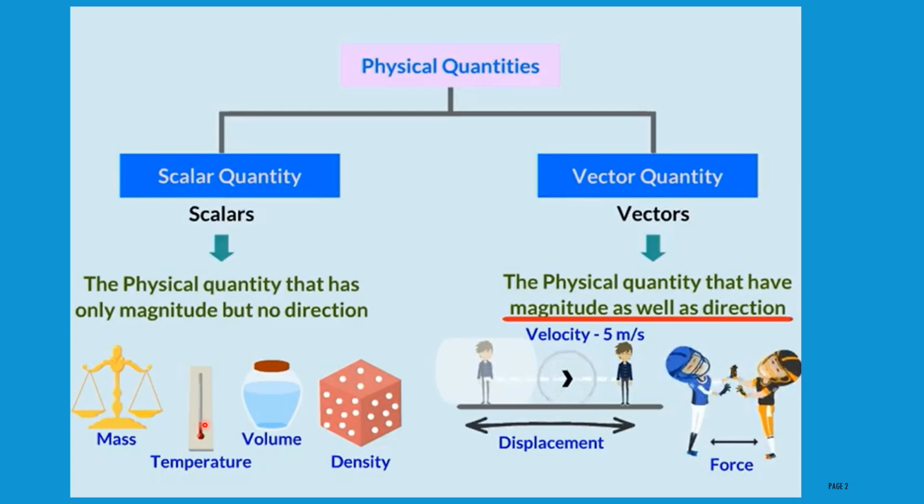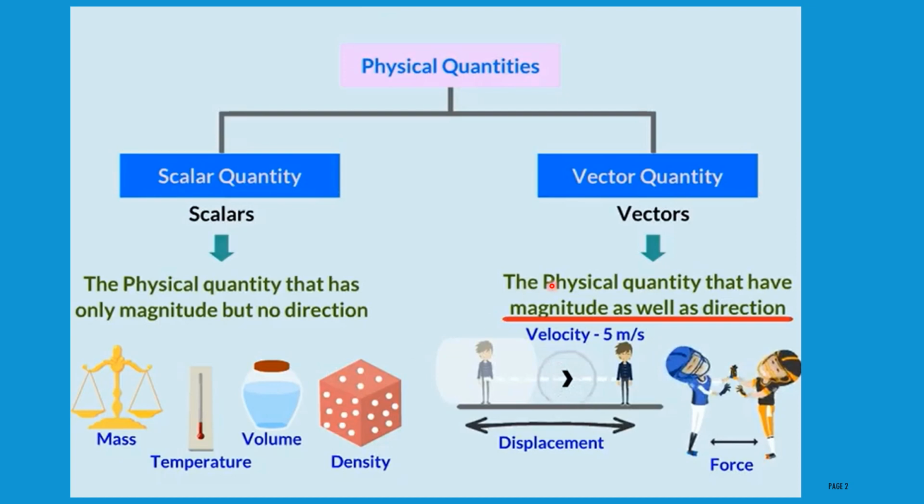Here also temperature we will measure in terms of degrees centigrade, maybe 35 degrees centigrade, then 55 degrees centigrade. Therefore, temperature is a scalar quantity. It shows only the numerical values. Then volume is also an example of a scalar quantity. Then density is also one of the examples of a scalar quantity.